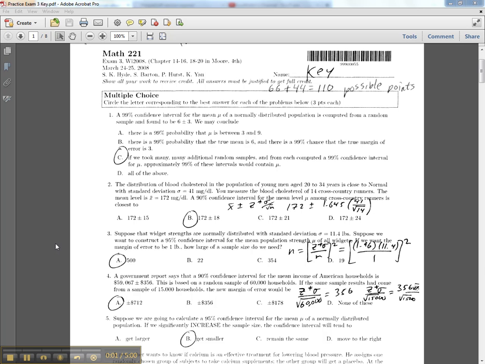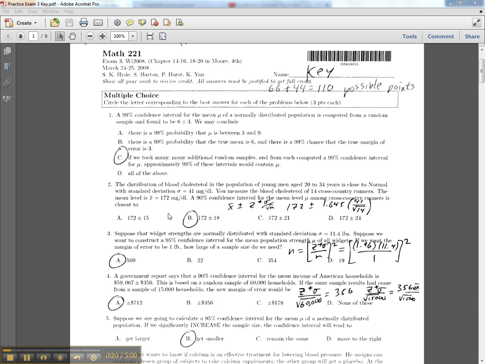Practice exam 3, number 2. The distribution of blood cholesterol in the population of young men aged 20 to 34 years is close to normal with standard deviation 41. You measure the blood cholesterol of 14 cross-country runners. The mean level, X bar, is 172. A 90% confidence interval for the mean level mu among cross-country runners is closest to.